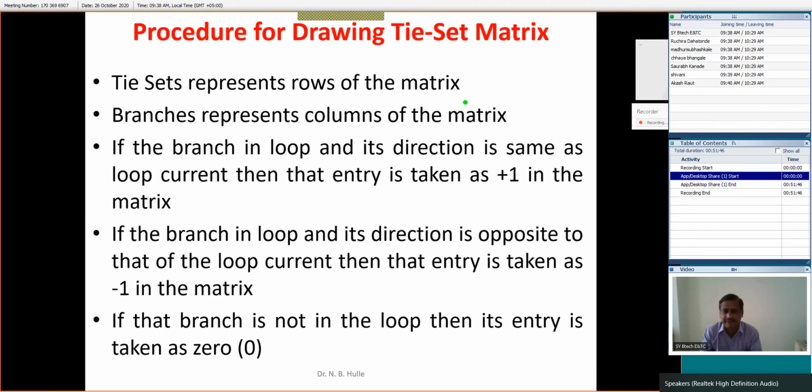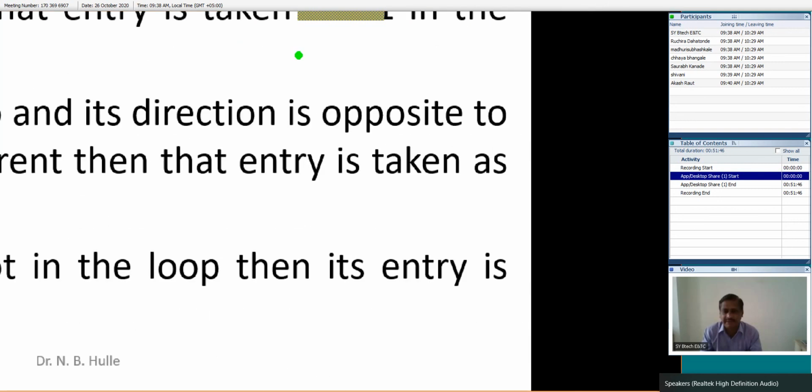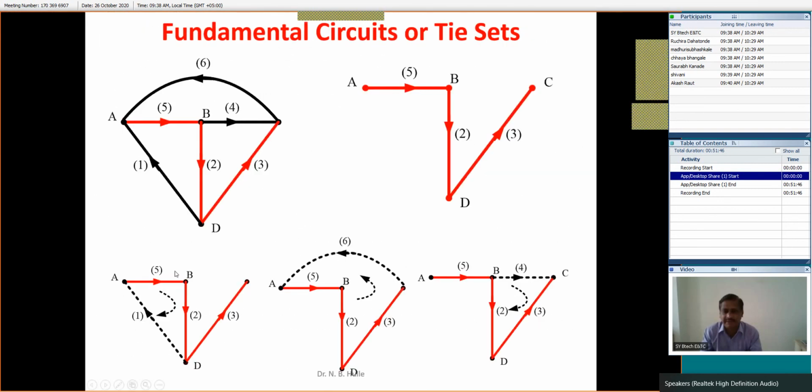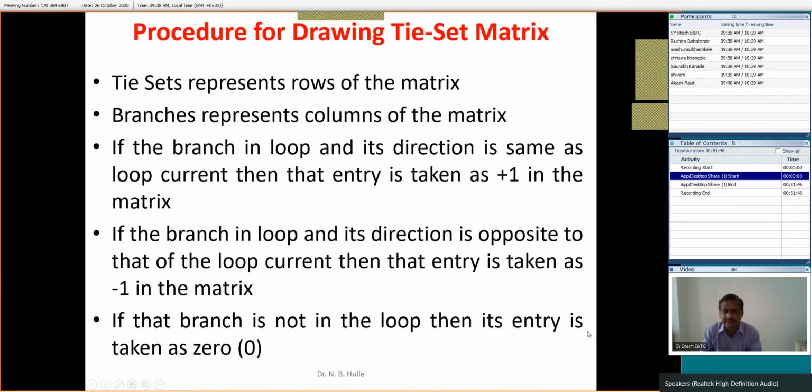In this particular figure, whatever we have discussed previously, how many tie sets do we have? We have 3 tie sets, 1, 2, 3. So we should have 3 rows for this particular matrix. Is it right? That is nothing but the tie set matrix. Then I will come back to you again. In this case again, the branches represent the columns of the matrix. These rows are nothing but the tie sets.